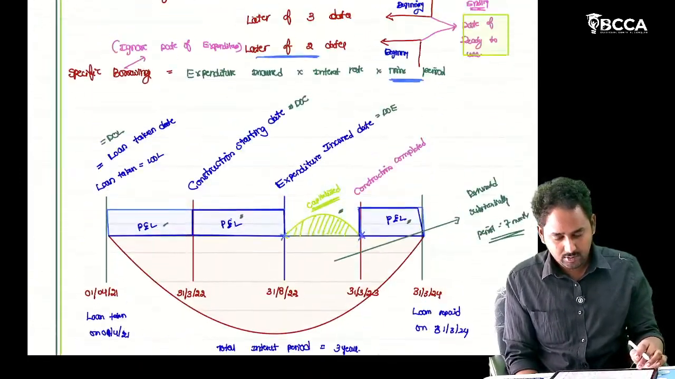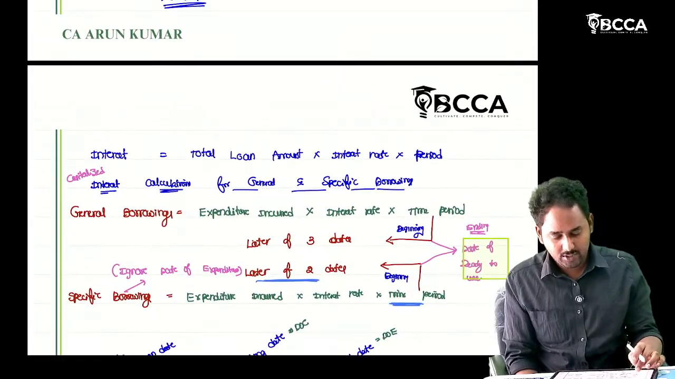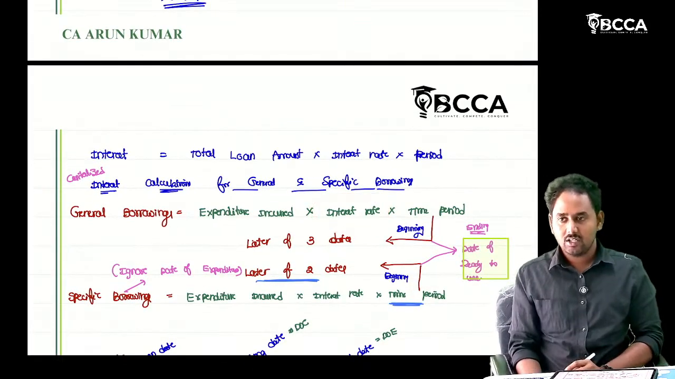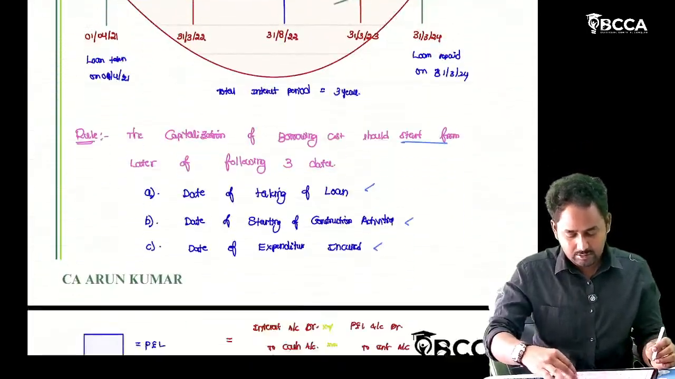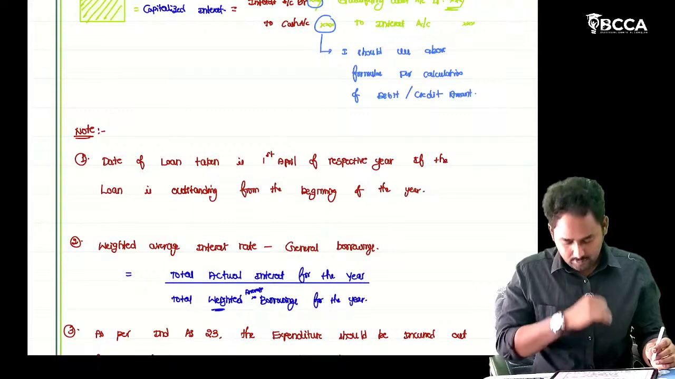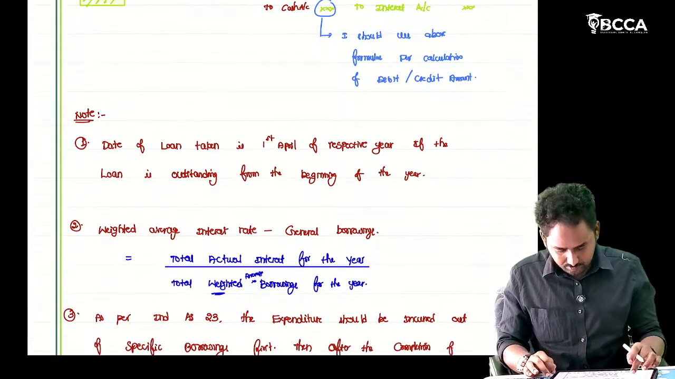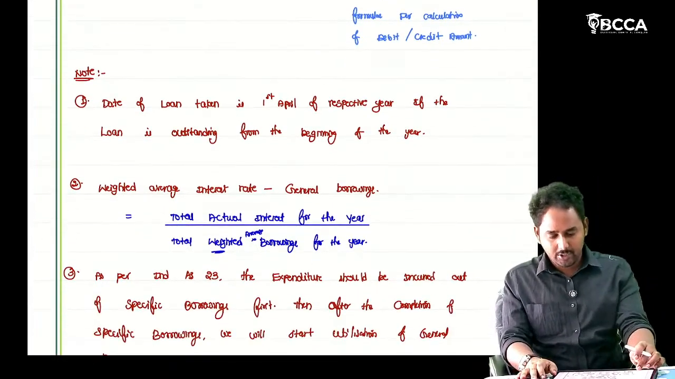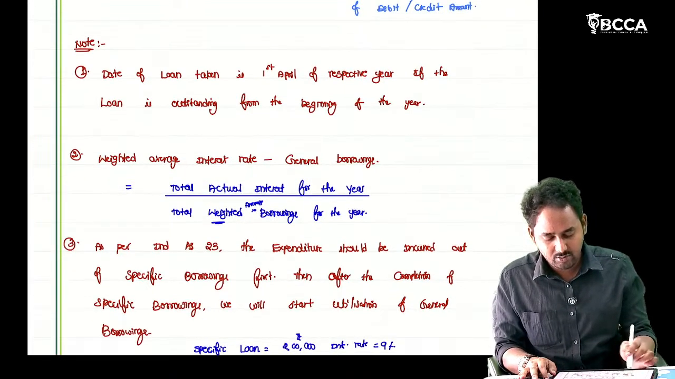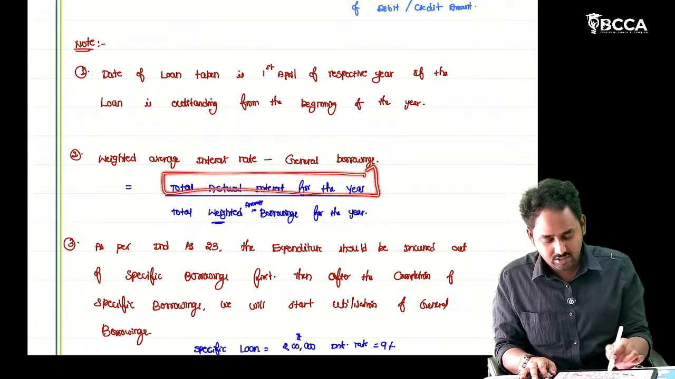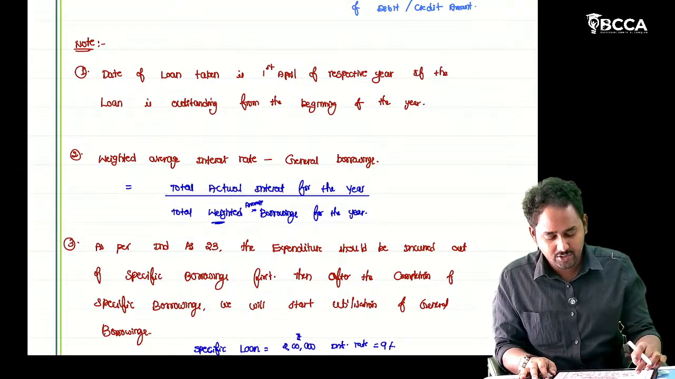Then with respect to the general borrowings, calculation of the interest rate is difficult. Let's see how to calculate the interest rate. Interest rate for the general borrowings: weighted average interest rate for the general borrowings. Total actual interest borrowings for the year.